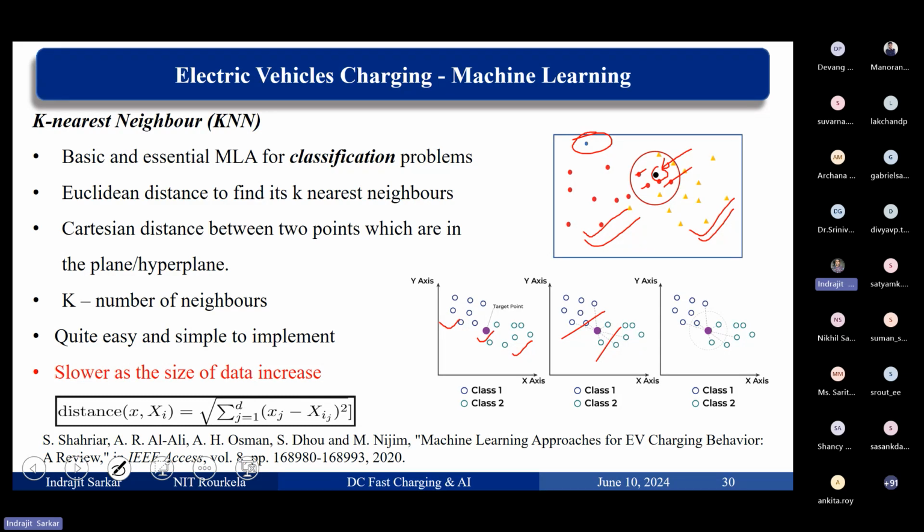So here is the distance. Calculate the distance, check which are the shortest distances and where we have the maximum number of shortest distance neighbors, and the data will belong to that data set. This is how the k nearest neighbor algorithm works. These are supervised machine learning algorithms.